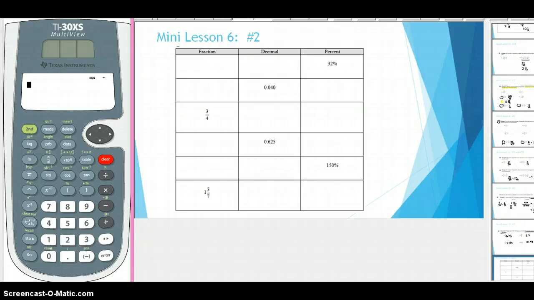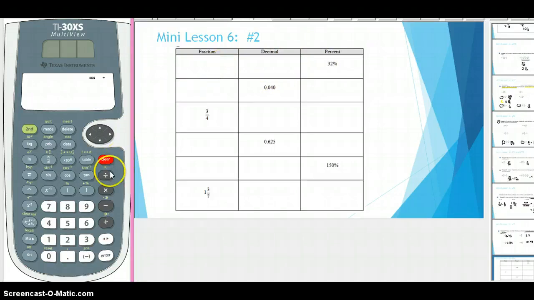In this video, we're going to look at an example from mini lesson 6. It's question number 2. And we're given this chart that has fractions, decimals, and percents. And we're given one of the values, and we need to write it in the other two forms.